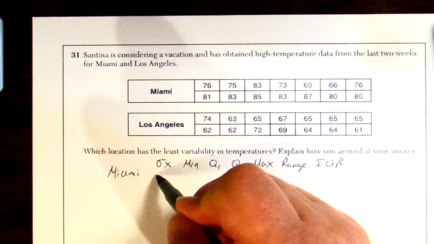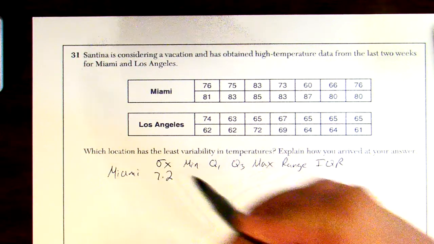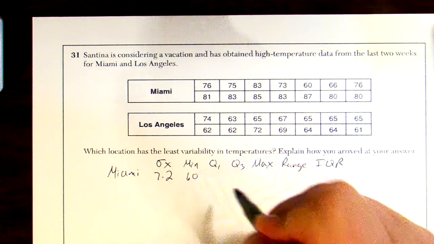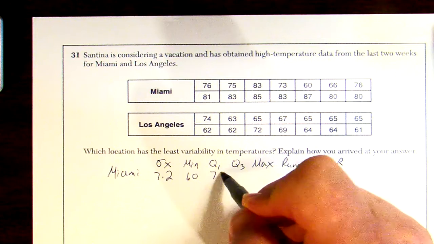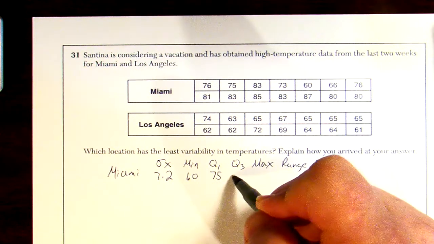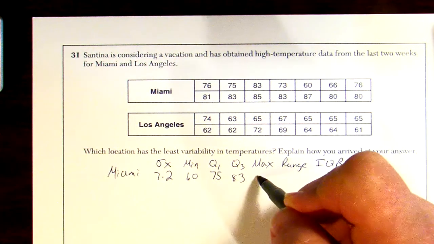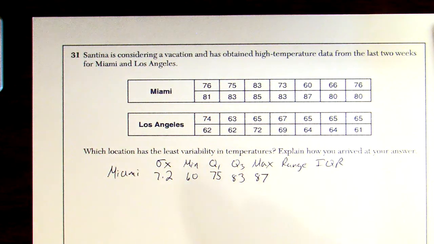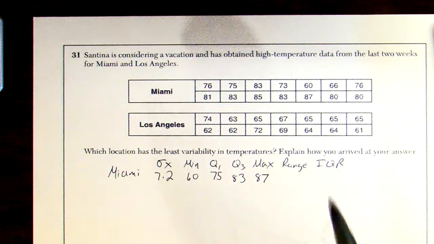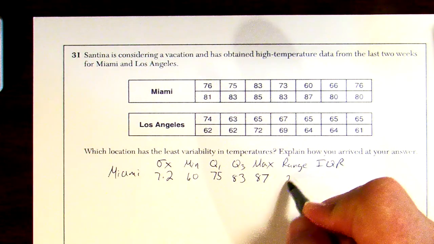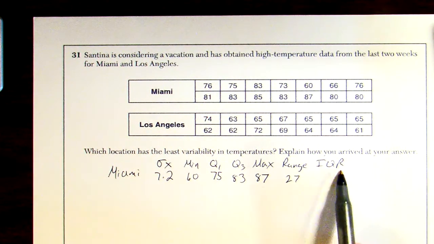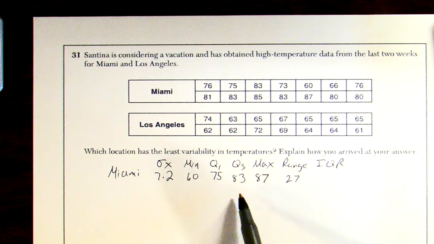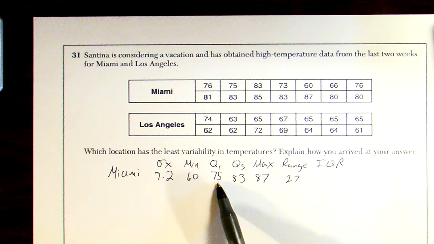So we were told that the standard deviation is 7.2. We're told the minimum was 60. Your quartile 1 was 75. Your quartile 3 was 83. Your max is 87. Your range is your max minus your min, so 87 minus 60 is 27. And your interquartile range is your quarter 3 minus quarter 1, which is 8.